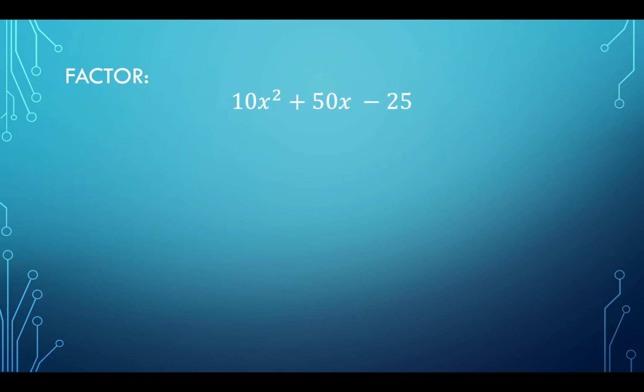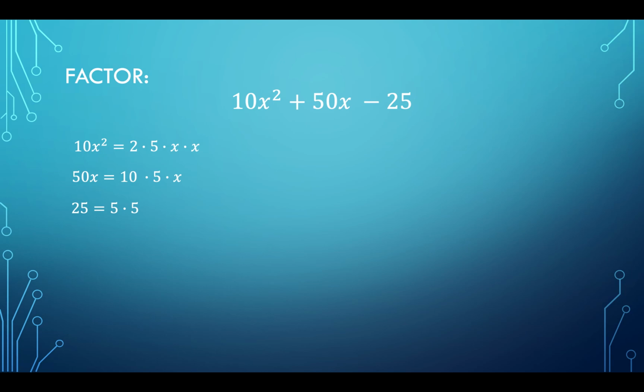Let's factor this. 10x squared plus 50x minus 25. How do we get 10x squared? 2 times 5 times x times x. How do we get 50x? 10 times 5 times x. And how do we get 25? 5 times 5. So what's our greatest common factor here?